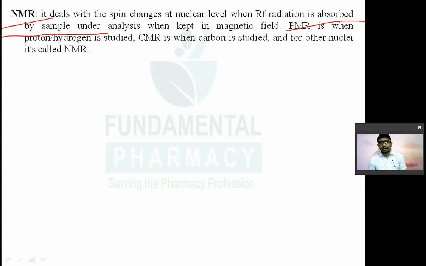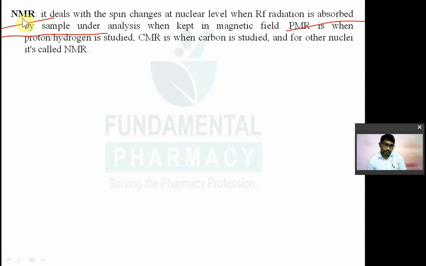Now there are two terms, PMR and CMR. PMR is the term used when hydrogen or proton is studied. In case of NMR, if you study hydrogen or the proton, then it is known as PMR, proton magnetic resonance. Now in case of CMR, if you study the carbon, then it is known as CMR, carbon magnetic resonance.